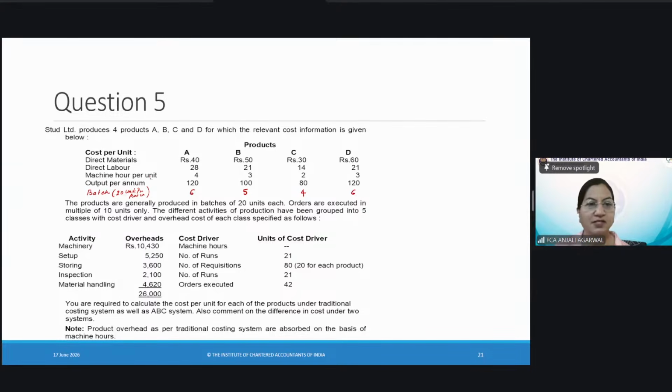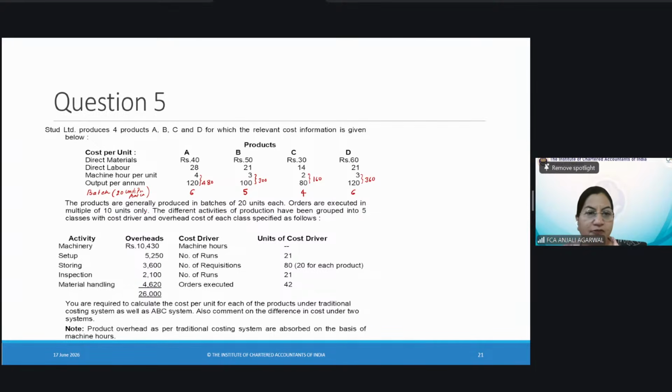And the total machine hours used would be 120 into 4, 480, 100 into 3, 300 machine hours would be running, 300 hours for B, 160 hours for C, and 360 hours for D. So this is how many machine hours are run for products A, B, C, and D. So with this given information, we have found out two things: how many batches for each product and how many machine hours for each product.